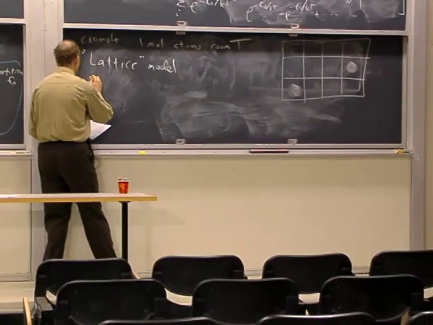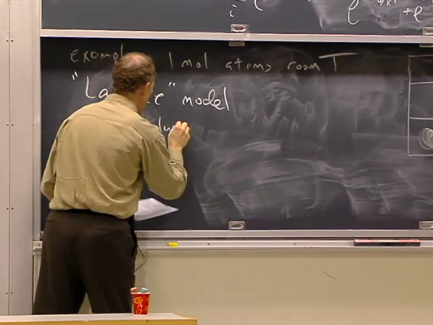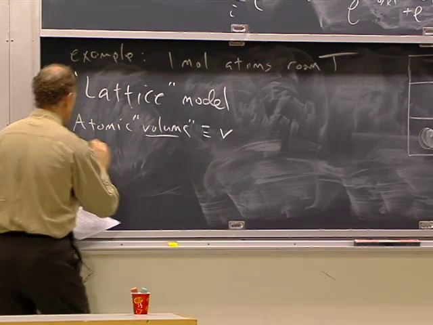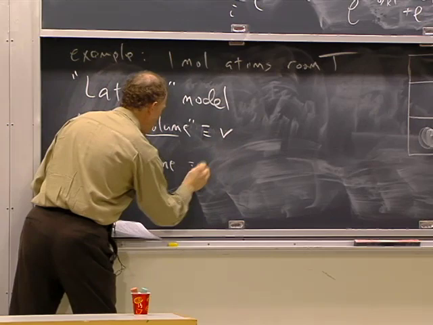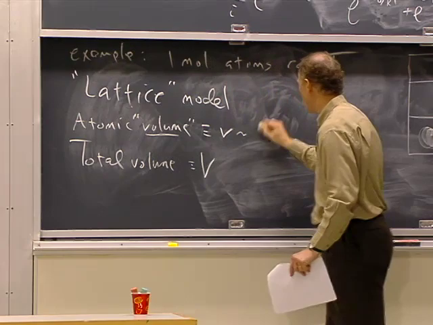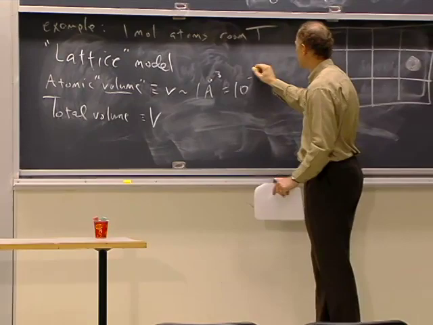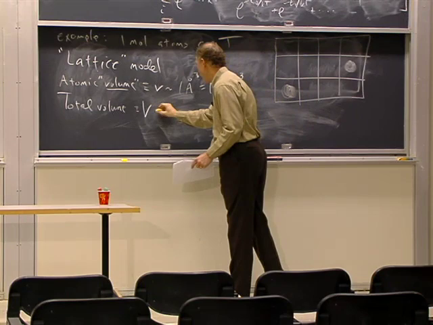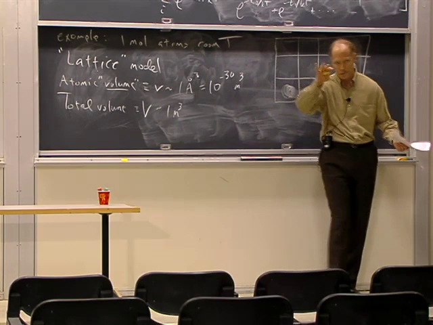So let's call our atomic volume little v, our total volume big V. And you know, an atomic volume, it's going to be on the order of 1 angstroms cubed, or 10 to the minus 30 meters cubed. And our room, our volume, macroscopic one, might be on the order of 1 meter cubed, right? Ordinary sort of size. Okay.